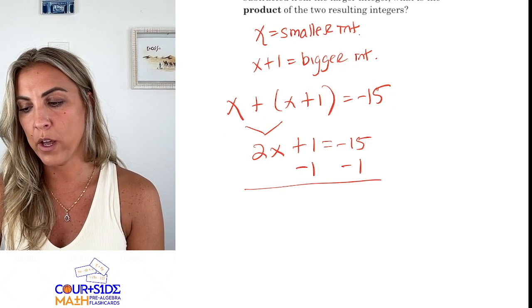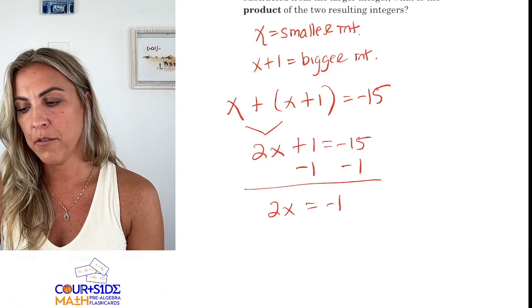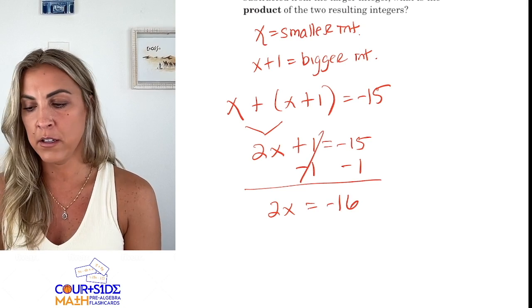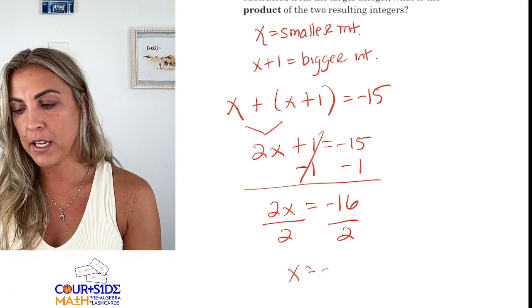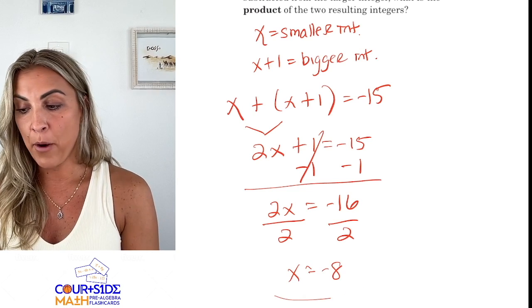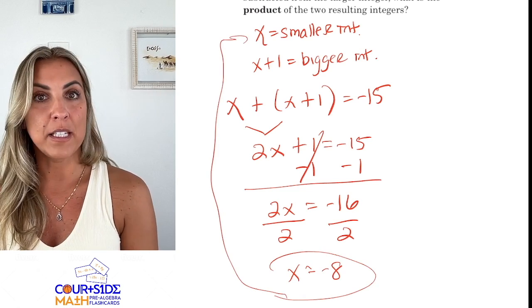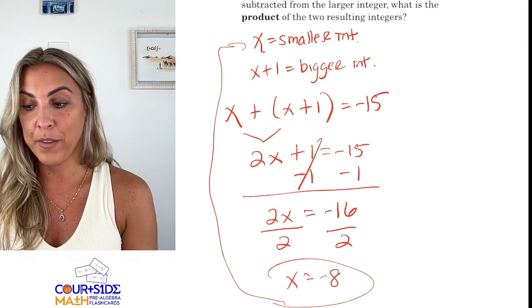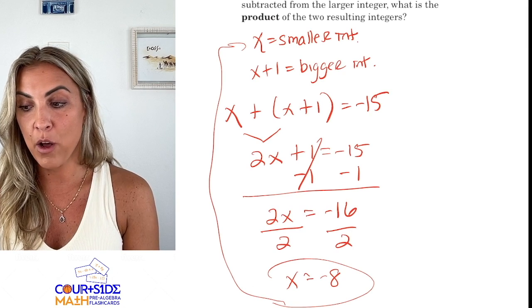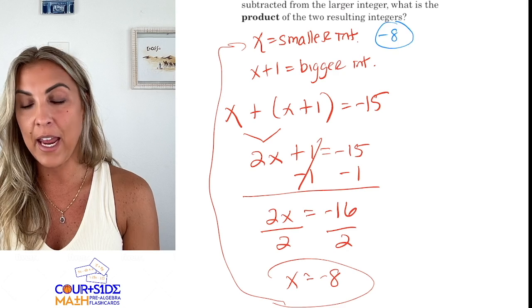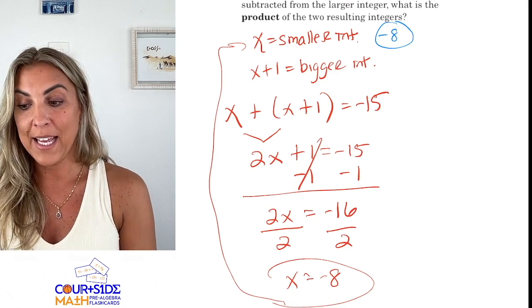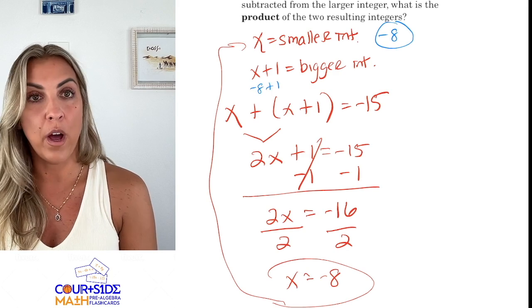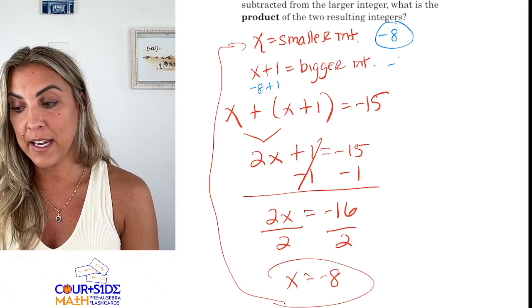I'm going to subtract 1 on both sides to give me 2x equals negative 16. I'm going to divide by 2 on both sides to get me x equals negative 8. Now remember, x was my smaller integer. So I've already found out what that smaller integer was. So the smaller integer is negative 8. Well, if I know the smaller one, I also know the bigger one, because the bigger one is negative 8 plus 1. So the bigger one is negative 7, right?